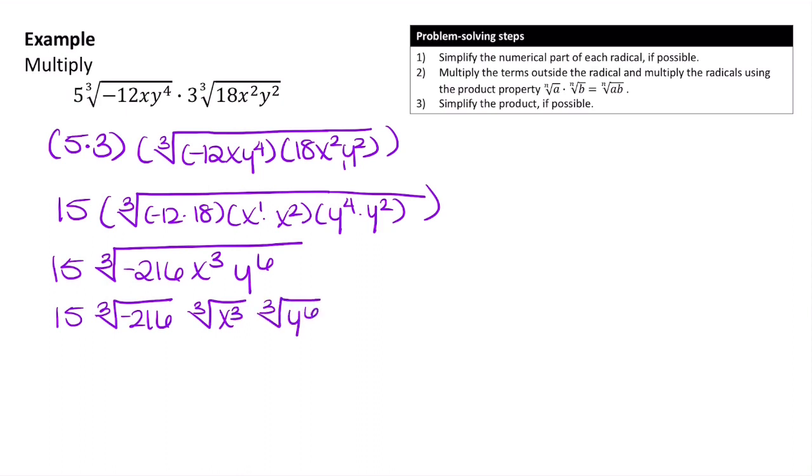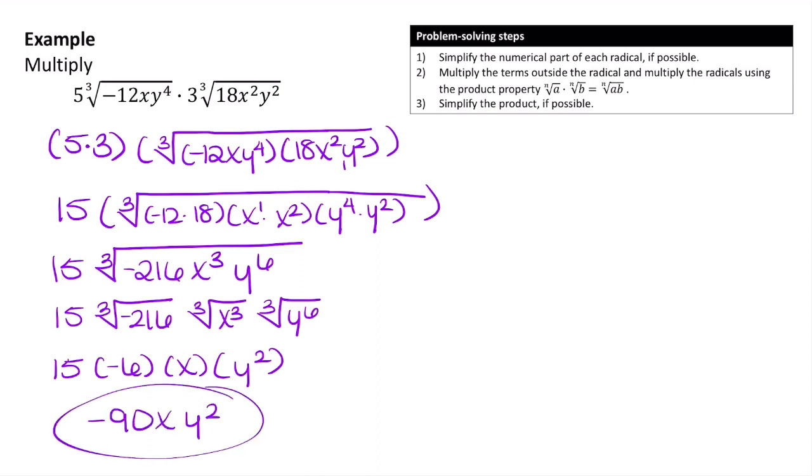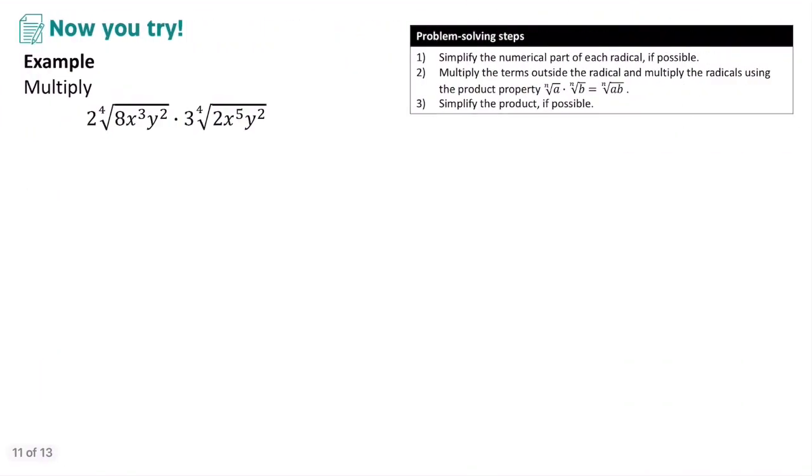Okay, so we have 15, and then the cube root of negative 216 is negative 6. The cube root of x cubed, well, 3 divided by 3 is 1, so that's just going to be x. And then the cube root of y to the 6th, 6 divided by 3 is 2, so we have y squared. So 15 times negative 6 is going to be negative 90, and then we have x, y squared. Okay, so this actually works out where we have no radical in our final answer. So now you can go ahead and pause the video and try doing this example on your own.